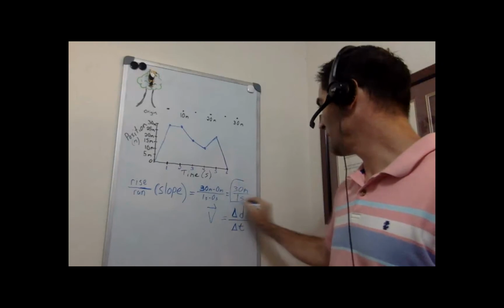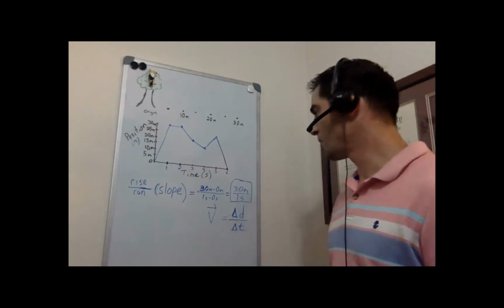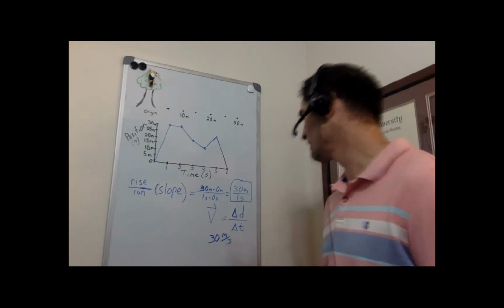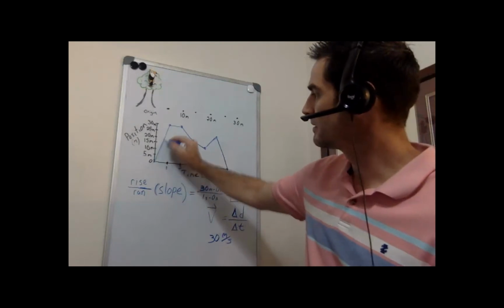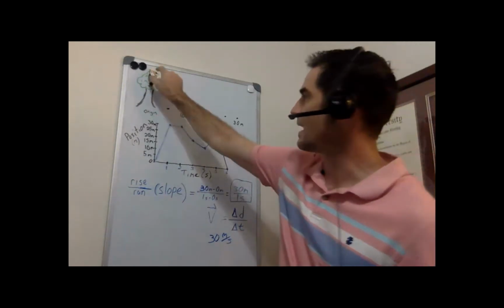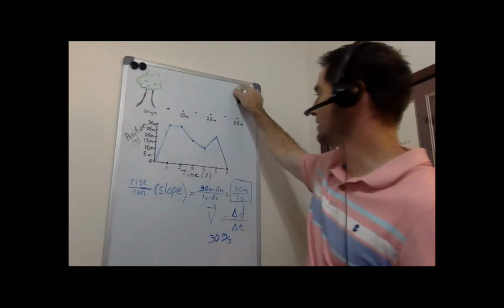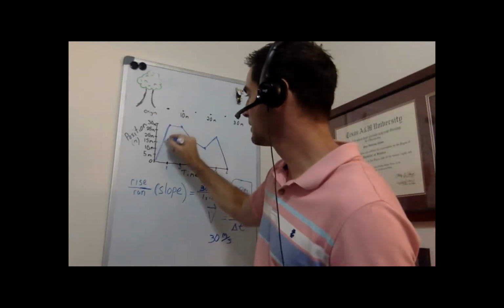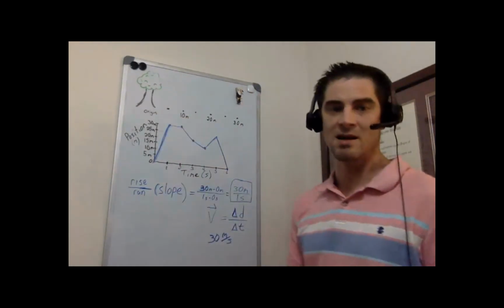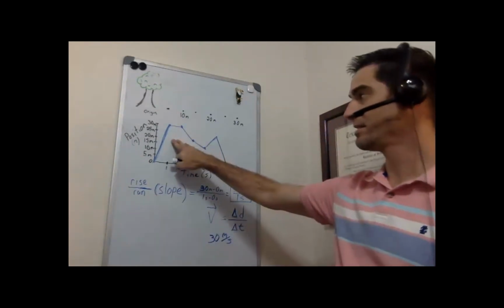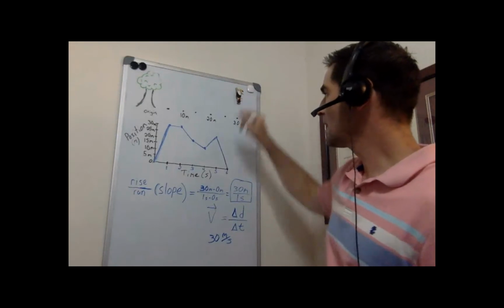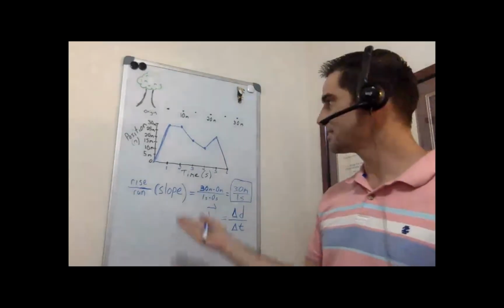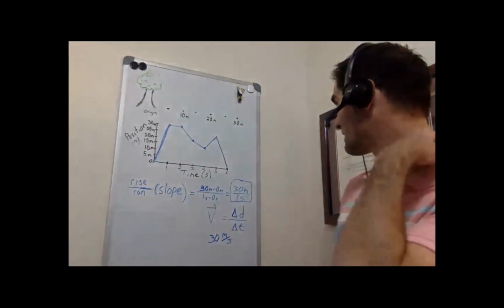So what does this mean? 30 meters in 1 second, or 30 meters per second. That is the velocity of the toucan for the first second when he flies from 0 to 30 meters. So the slope of the line on a position time graph is equal to the velocity. So what was the velocity here when he sat there for 1 second? It was 0. There's no slope, so no velocity.